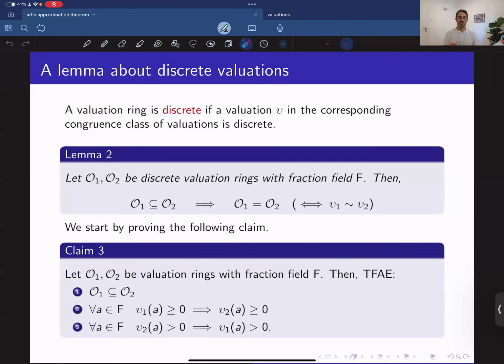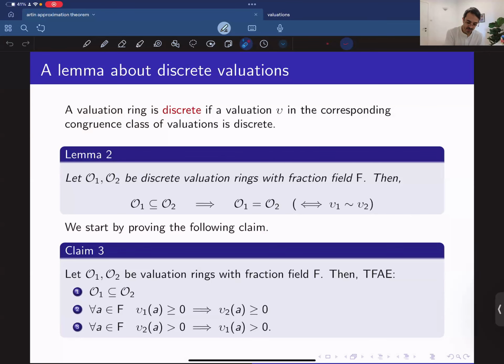It's not the definition, it's a theorem that we showed. We showed that if one of them is discrete, then the others are discrete, because one is obtained from the other by composing it with some order preserving group homomorphism, namely multiplying by 5 or 2 or whatever. We called it lambda in those slides. So, once our valuation is discrete, all of the congruence class is discrete. So it makes sense to say that a valuation ring is discrete if it corresponds to a valuation class which is discrete.